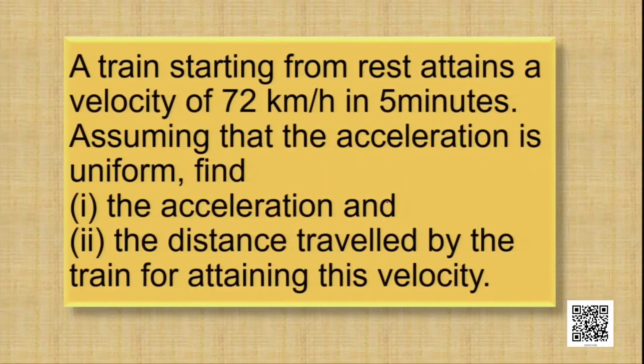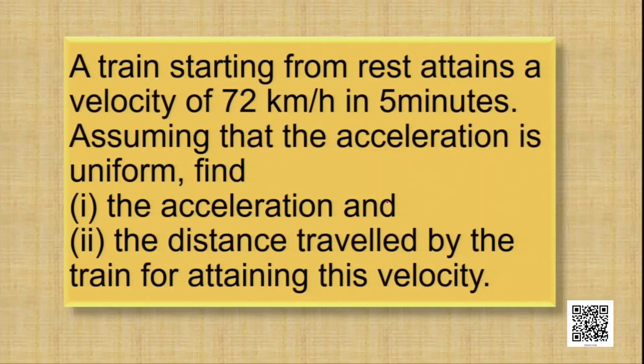So the first question in front of you: a train starting from rest attains a velocity of 72 km per hour in 5 minutes. Assuming that the acceleration is uniform, find the acceleration and the distance travelled by the train for attaining this velocity.